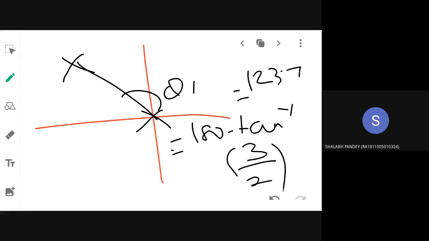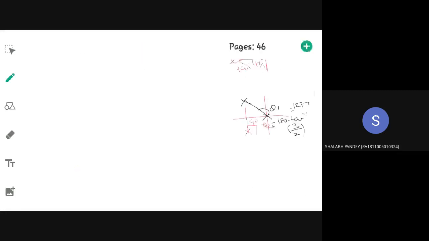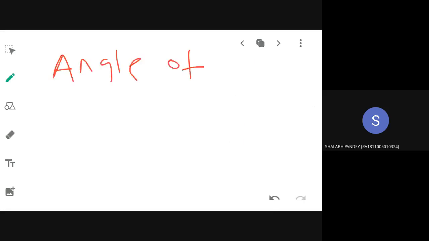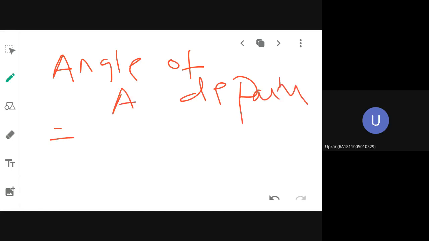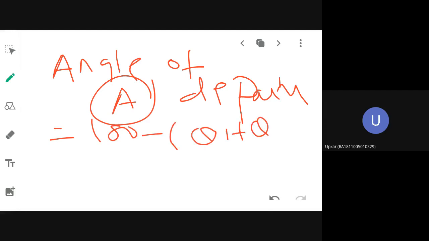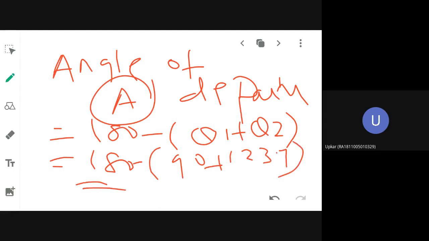Now I draw another vector from its complex conjugate, that is 90, that is theta 2. What is the formula for angle of departure that I have given? 180 minus theta 1 plus theta 2. So you substitute 180 minus 123.7 plus 90. So what is your angle of departure? Minus 33.7 degrees. This is your angle of departure at point A.